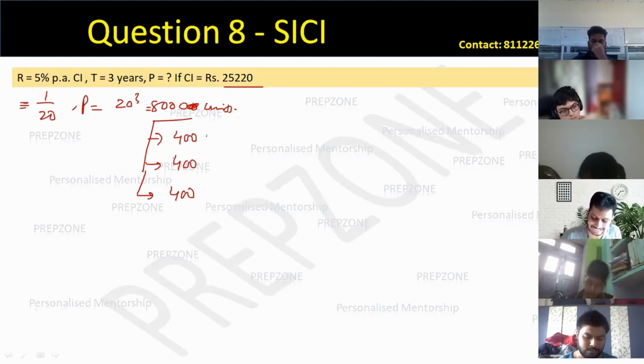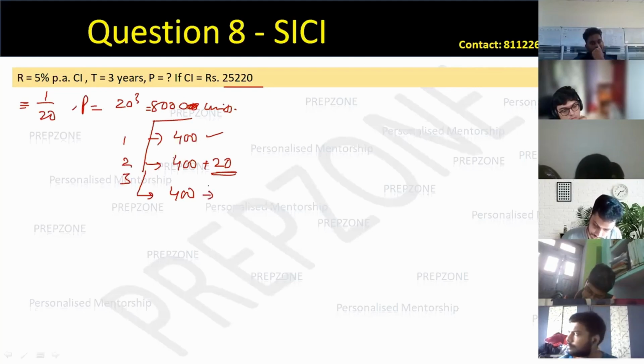Now, this is the first year's interest. What will the second year's interest be? You will again add 400 by 20, which is 400 into 1/20, so plus 20. Okay, this is the interest over the interest for the second year. This is the first year, this is the second year, and this is the third year. And in the third year, what you will do? Again, same thing.